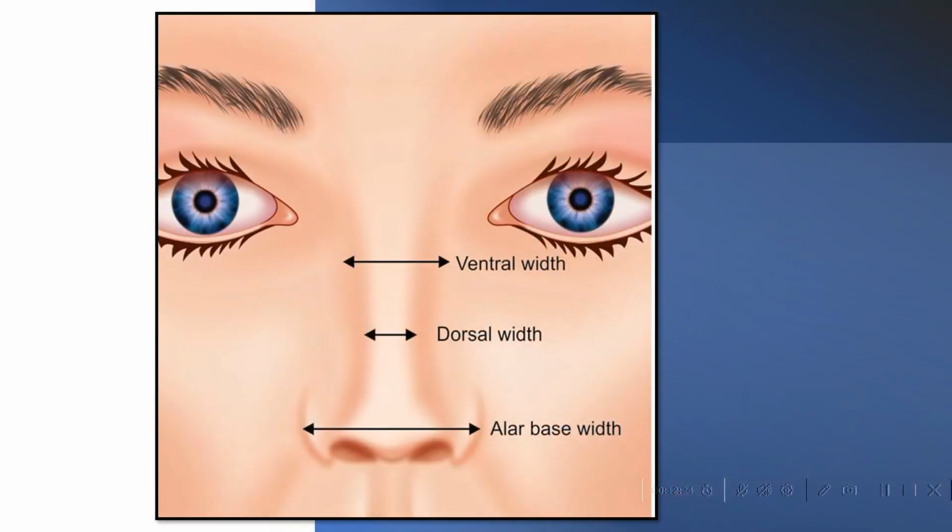In the frontal view, bony dorsal width is ideally 75 to 80% of the alar base. Additionally, a cosmetic relationship exists between the height and perceived width of the dorsum. A lower height is routinely perceived as a wider nose, frequently seen in a saddle nose deformity or in certain ethnicities.